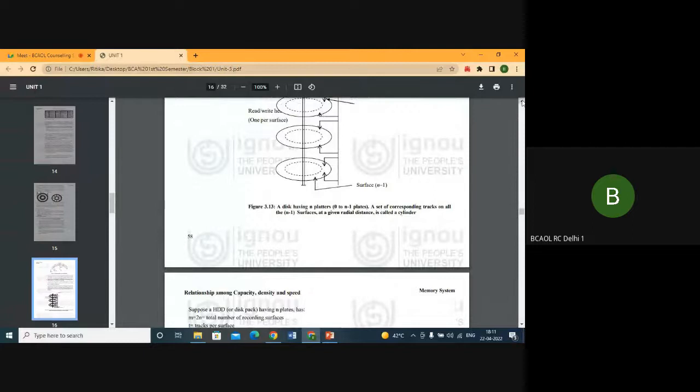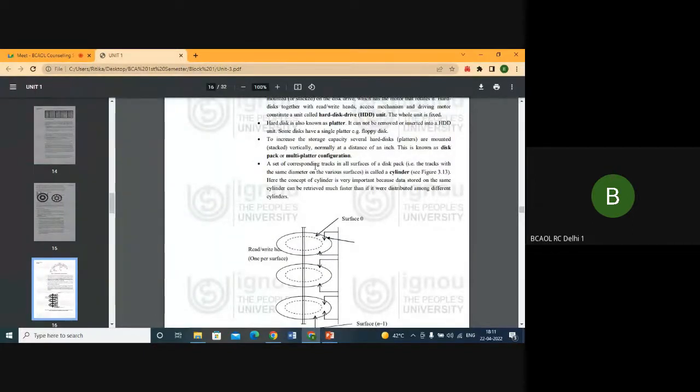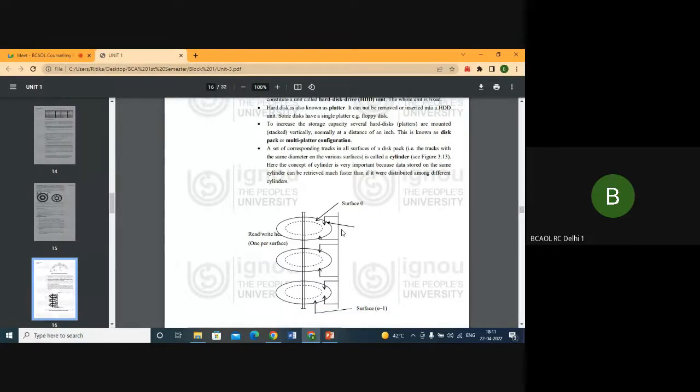So I was talking about a set of corresponding tracks in all surfaces of a disk pack, that is, the tracks with the same diameter on the various surfaces, is called a cylinder. That means suppose this is the track on this surface and this is the track on this one; the same tracks having the same diameters on each disk are known as a cylinder. Can you understand what that means? The diameter of the track is the same on each disk. So these combined, the tracks of the same diameter on each disk, are known as a cylinder.